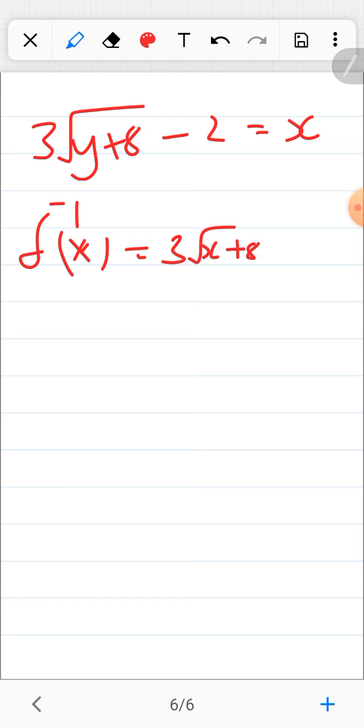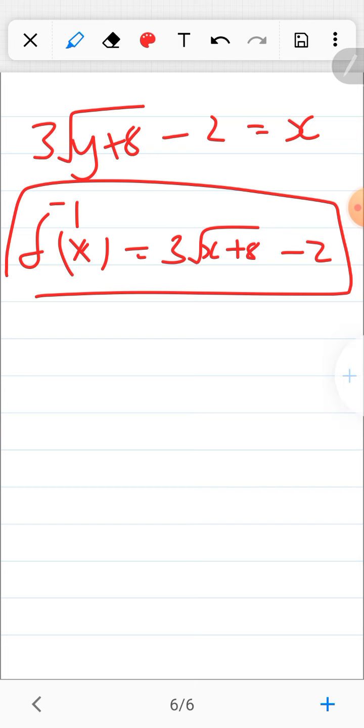This is like a more hands-on approach. You don't have to do it like this. I'm just showing you an alternative.